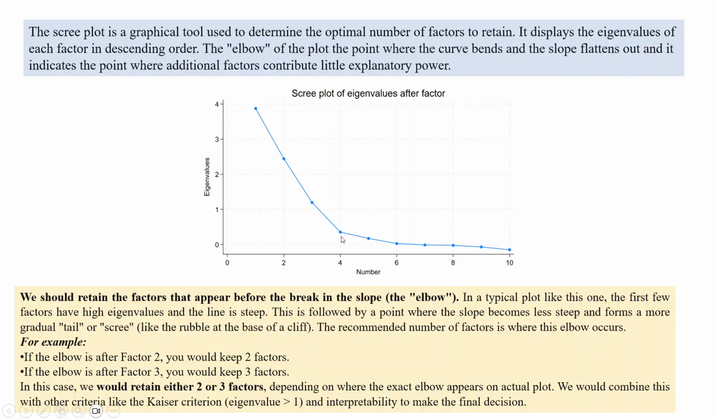It means that, see, this elbow is after factor 3. So you will keep the three-factor solution. If the elbow is after factor 3, you would keep three factors. In this case, we would retain either 2 or 3 factors depending on where the exact elbow appears on the actual plot. We would combine this with other criteria like the Kaiser criterion, that is, an eigenvalue greater than 1, and the interpretability to make the final decision.